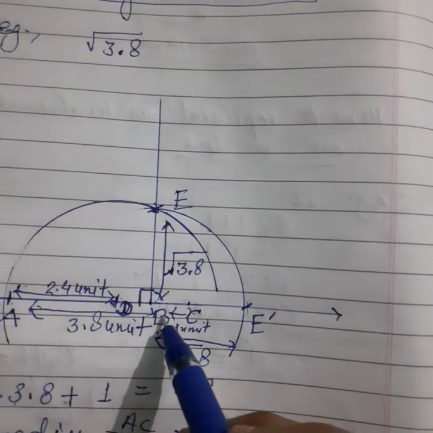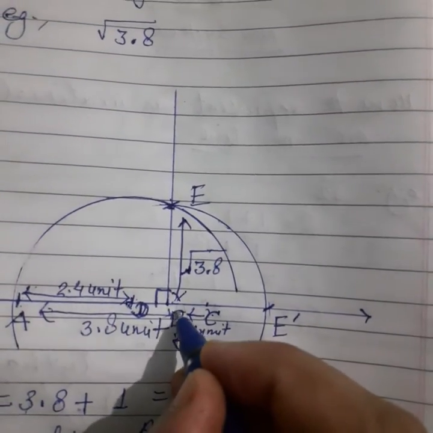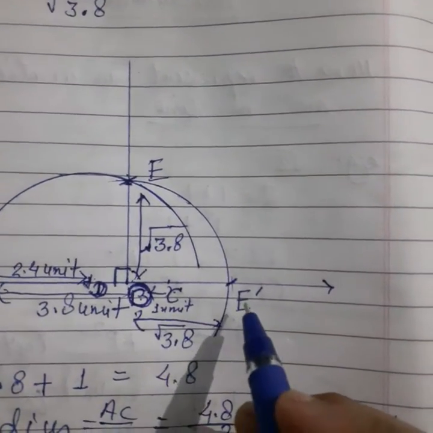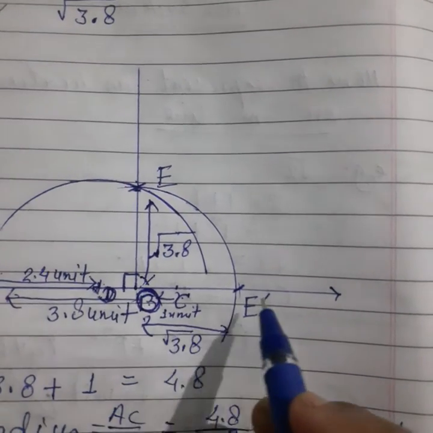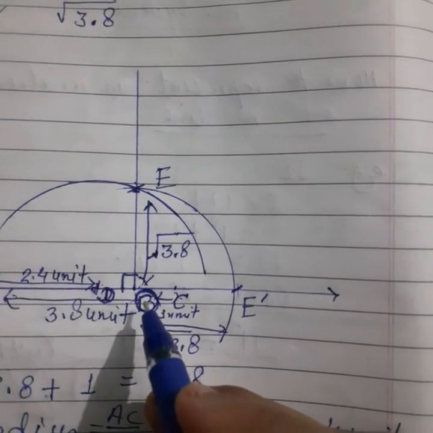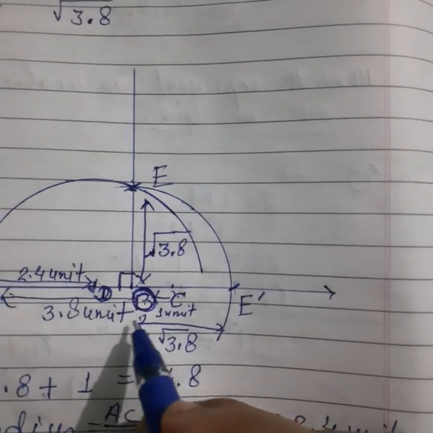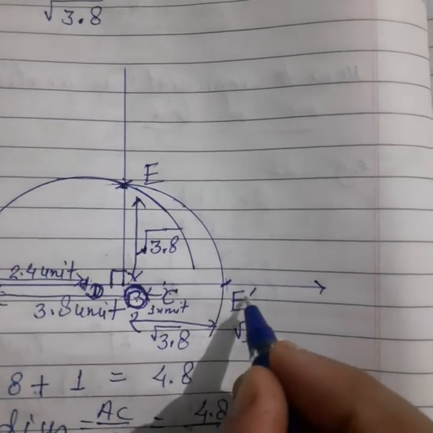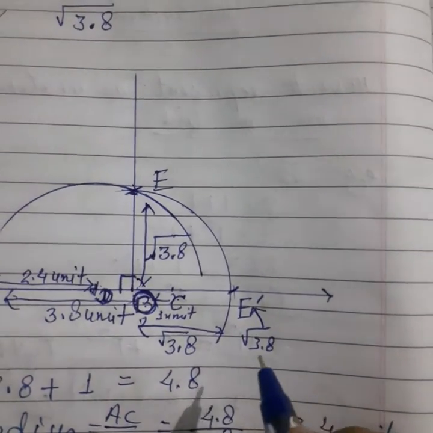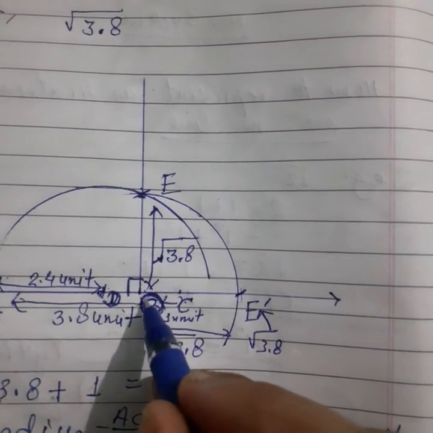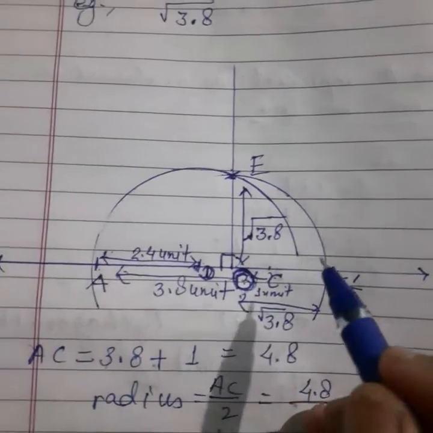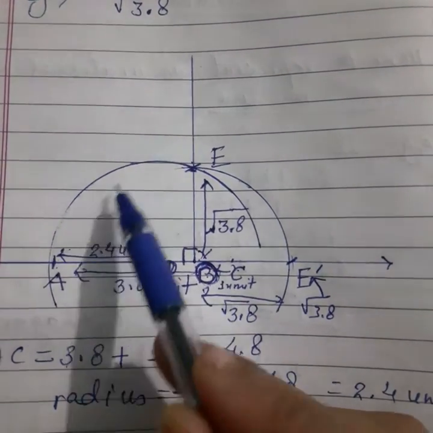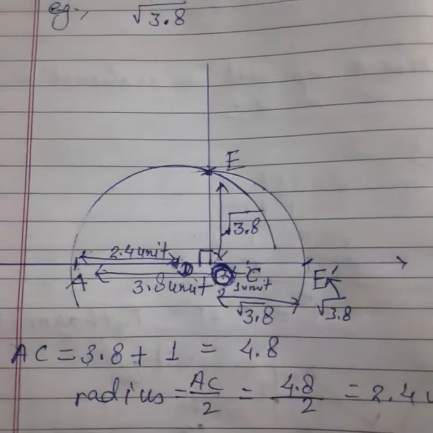If you take B as O, then B works as the origin, and then point E dash, you can suppose that OE dash is the number line where O is your origin, and then OE dash will be the point under root 3.8. This E dash point will be under root 3.8. So when you take B as the origin, and make A at distance 3.8 from O, then you need not improve it later.